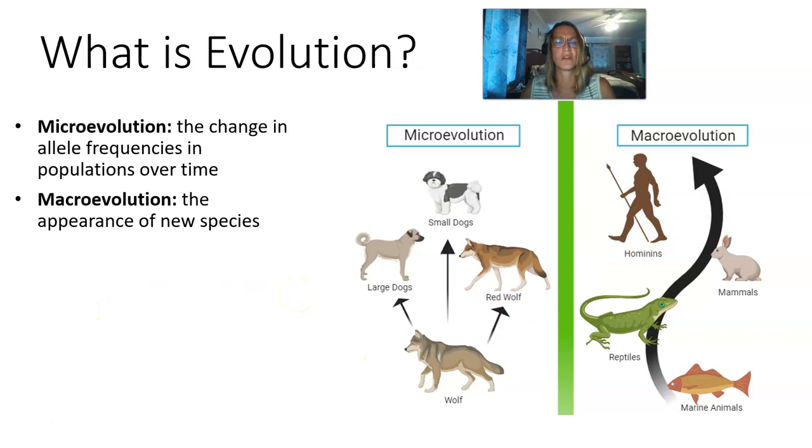Macroevolution is much harder to see in real time, although there are probably some examples of it. So in order for us to really witness or understand macroevolution, we use a lot of different types of evidence to reason how macroevolution occurs.